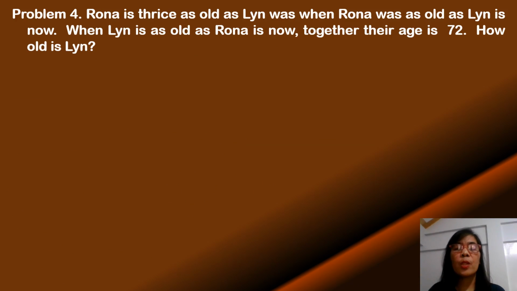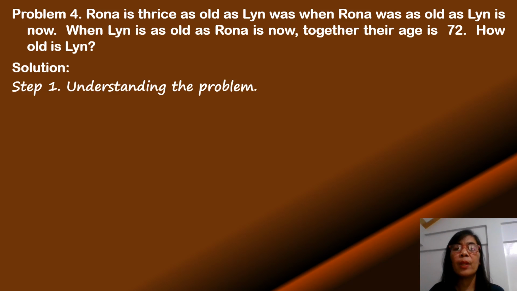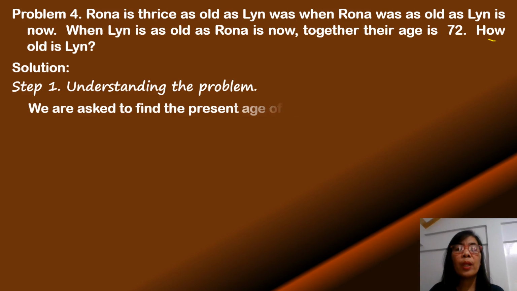Let us solve this problem. Rona is thrice as old as Lynn was when Rona was as old as Lynn is now. When Lynn is as old as Rona is now, together their age is 72. How old is Lynn? We start our solution by understanding the problem. So in this problem, we are asked for the present age of Lynn.